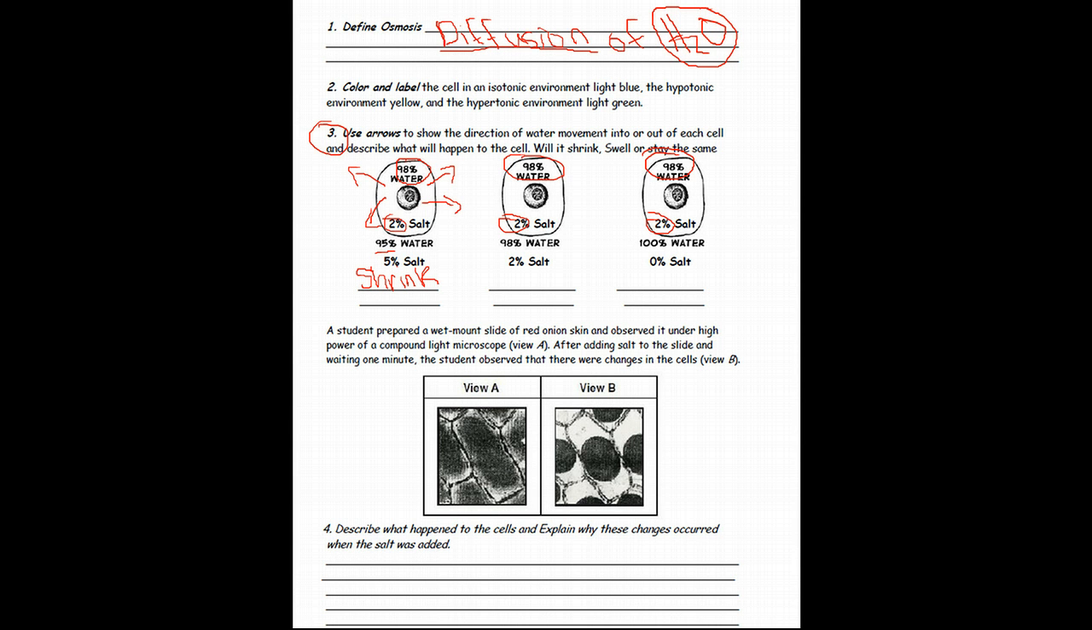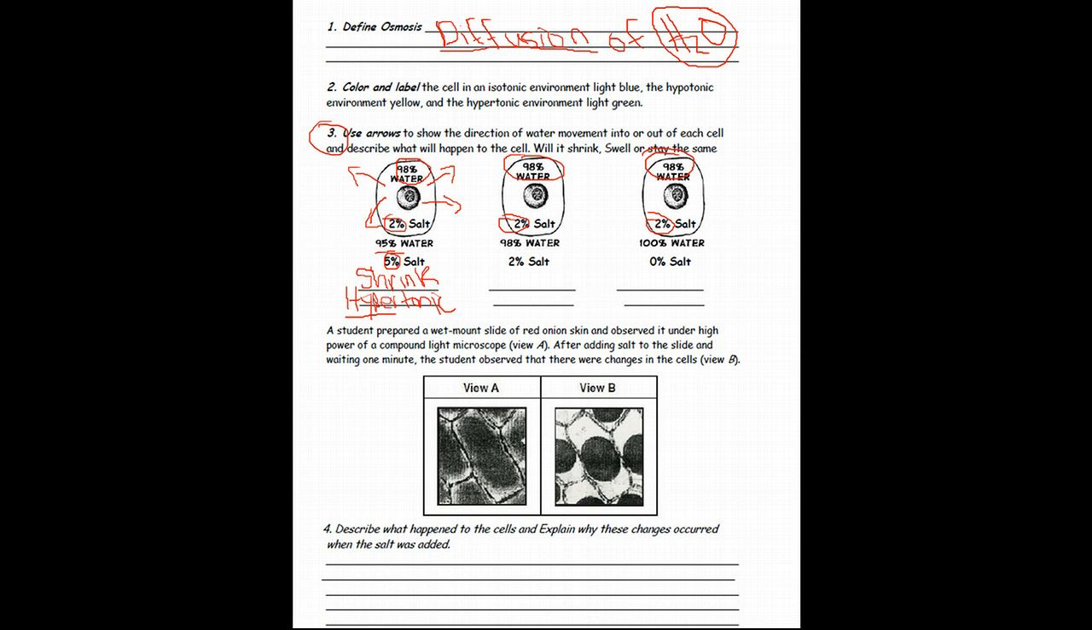Now, how do we describe the solution that the cell is in? Well, it has a higher concentration of salt. It has 5, while in the cell there's only 2. The term that's used to describe a high concentration is hypertonic. So our cell is in a hypertonic solution because there's hyper, more solute, and less water. And water goes from high to low concentration.